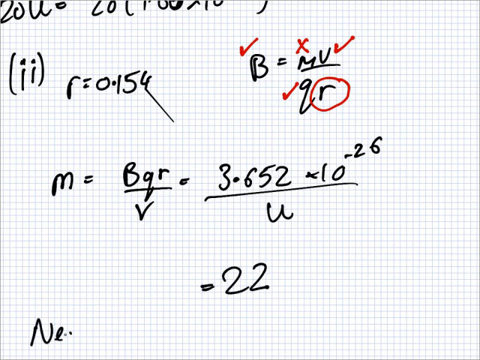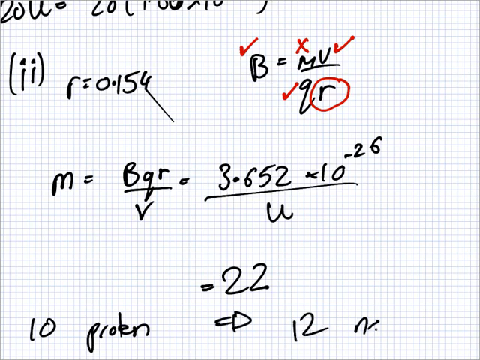So if I have neon, they tell you that there are 10 protons. The question is, how many neutrons? That must mean there are 12 neutrons. And that is correct.